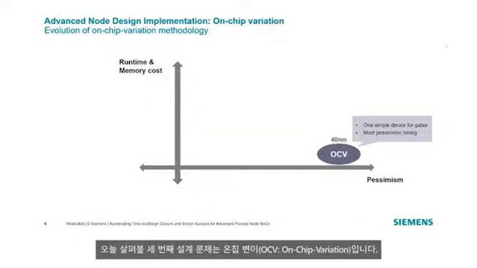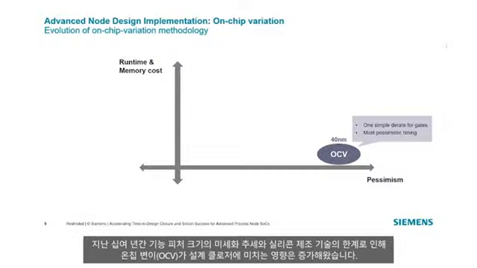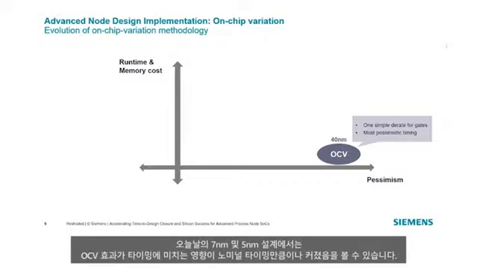The third design challenge we will discuss today is on-chip variation. To provide some background information on this topic, over the past decade, due to shrinking feature sizes and limits to silicon manufacturing, on-chip variation, or OCV for short, has had a growing impact on design closure. Today, 7nm and 5nm designs can see OCV effects impact timing just as much as nominal timing.